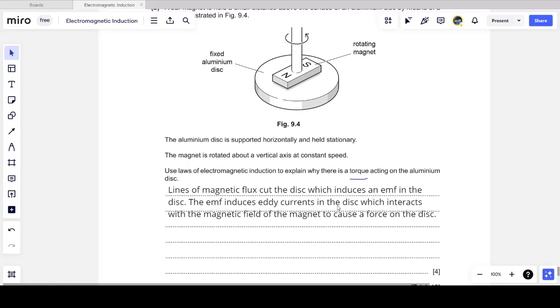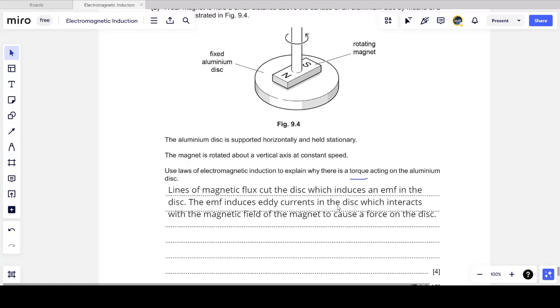So basically the disk is going to move, and it'll move in the opposite direction to the magnet due to Lenz's law. And so you can see that the aluminium disk is initially stationary, but will start to rotate when the magnet begins to rotate because of the eddy currents and hence the opposing force that's created on it. So again, this is an application of the law of electromagnetic induction.